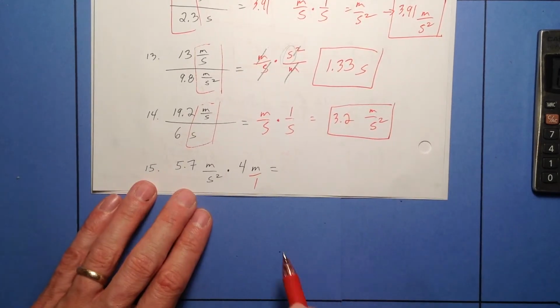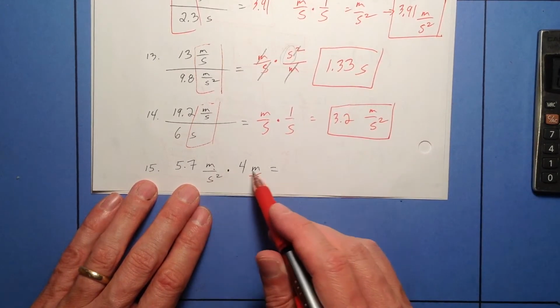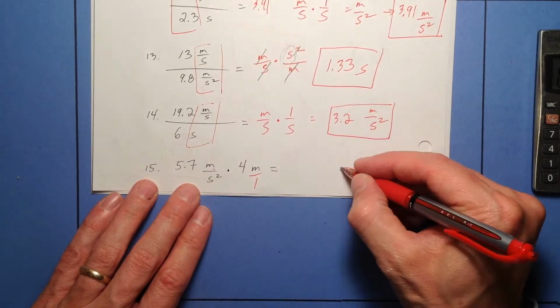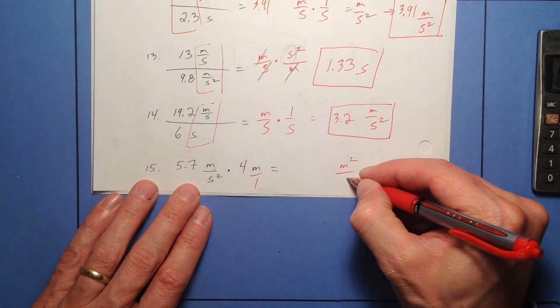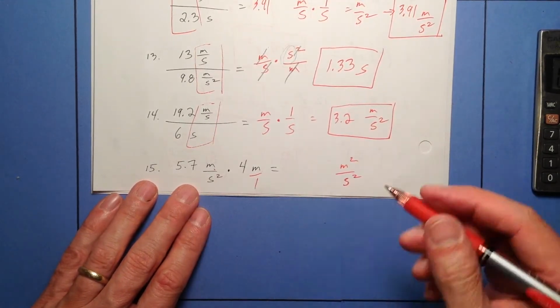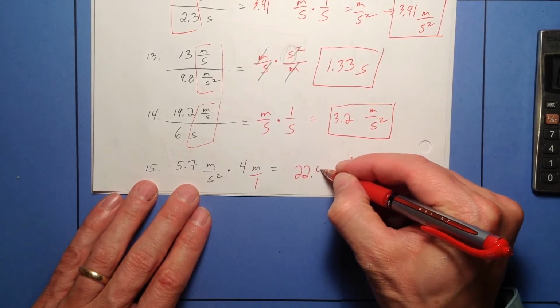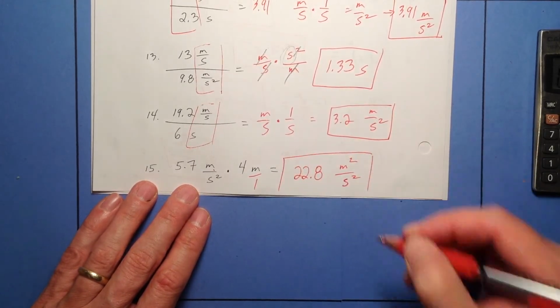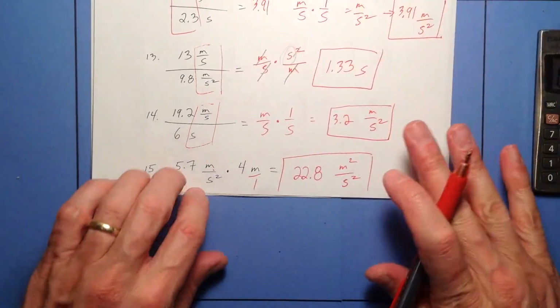So I put this over 1. So I have meters times meters and s squared times 1. So that's going to give us meters squared over second squared. 5.7 times 4 is 22.8.